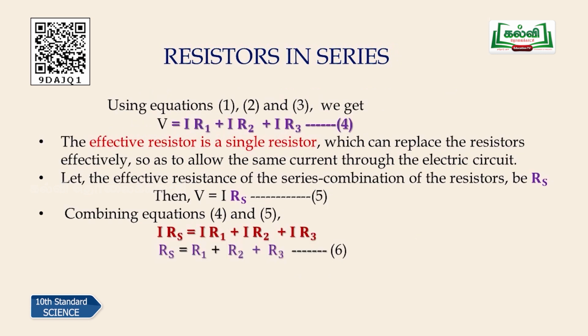Now we have to substitute the values of V1, V2 and V3 in the equation. V is equal to V1 plus V2 plus V3. Now we get V is equal to IR1 plus IR2 plus IR3. Next, what is the effective resistor? The effective resistor is nothing but a single resistor that replaces all the resistors. Now we have used three different resistors R1, R2 and R3. To find the effective resistor, what am I going to do? I am going to replace the 3 resistors with a single resistor.